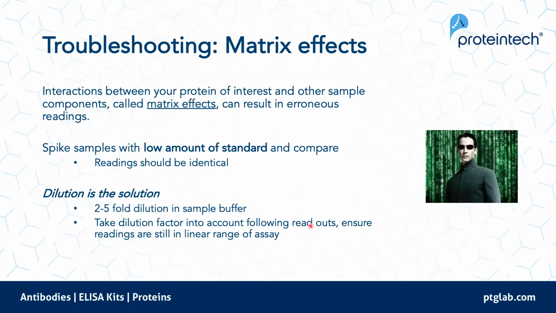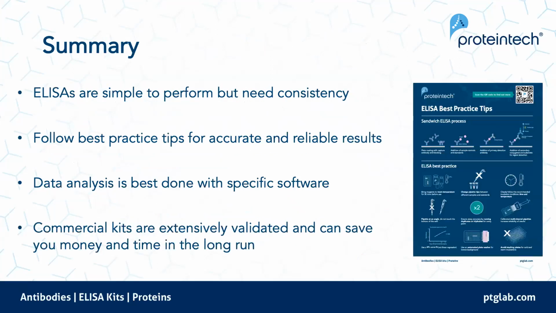But like I said before, if you think matrix is a problem, if you're choosing a sample type that hasn't been validated by your ELISA manufacturer, then try running spike and recovery and linearity experiments to see how that's affected, and then try diluting to see if that makes it any better.